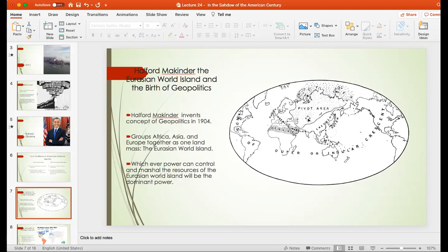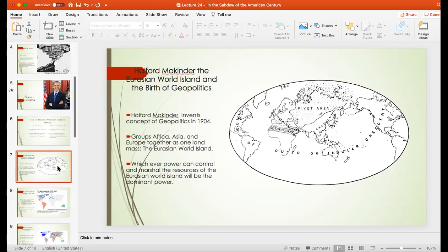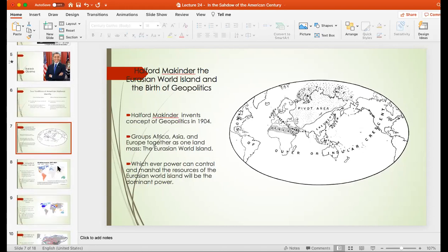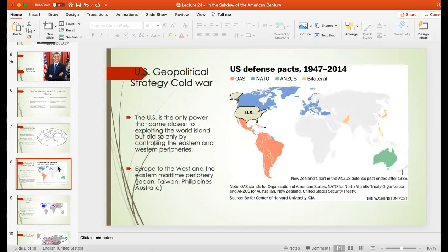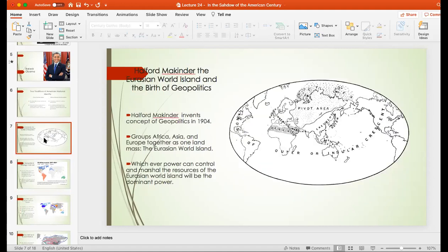The country that got closest is the United States. I'll explain a little bit how that works, and then we'll get to what this means for Obama. So if we look at the United States here, you could argue, and Alfred McCoy actually makes this argument, this historian, I think he just recently retired, I think it's in the book In the Shadow of the American Century. It's where I stole the title from.